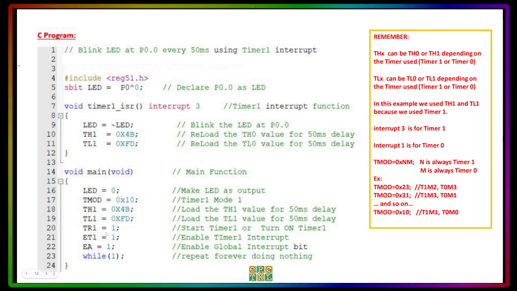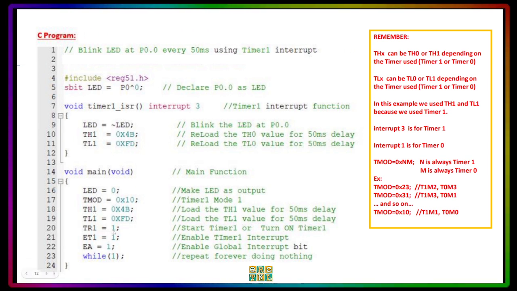Now, to start the timer, we can put TR1 equals 1. It will start timer 1. If we are using timer 0, you have to put TR0 here, same with TH0 and TL0 over here. So everything must be 0 here if it is timer 0. But this is a timer 1 interrupt, so we put TH1, TL1, and TR1.